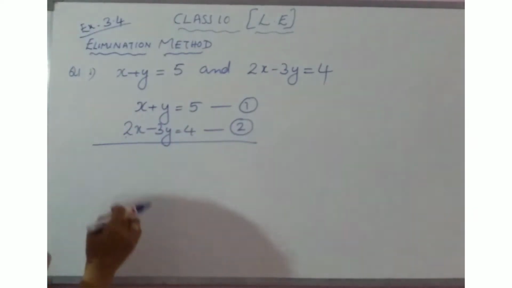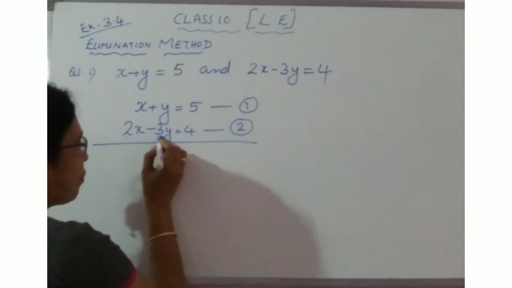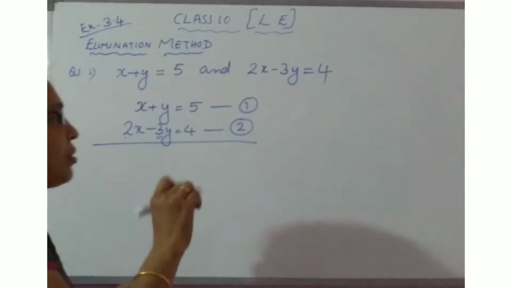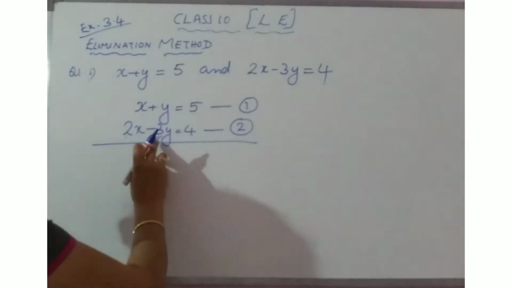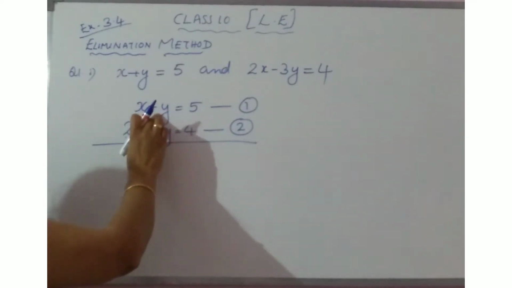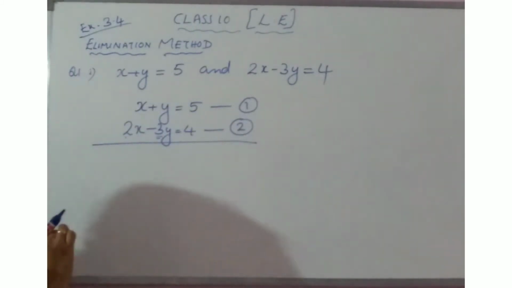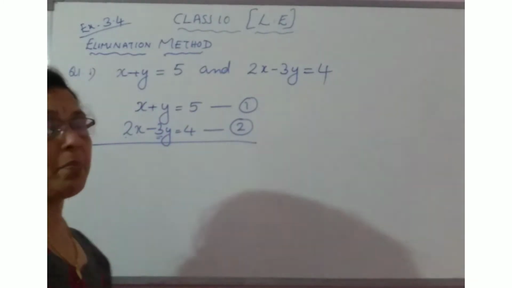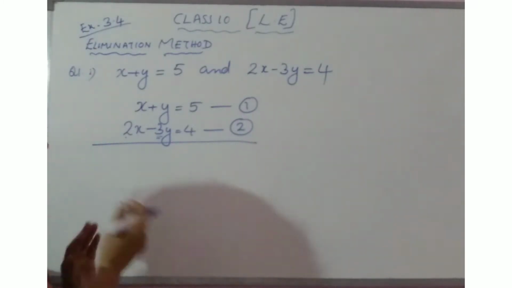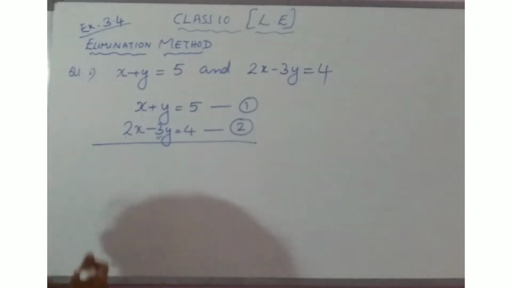If you want to eliminate the y variable, you look at the coefficient of y here, which is minus 3. Ignore the sign and take the numerical coefficient, that is 3. To make the coefficient of y equal to 3, you would have to multiply the full equation by 3. So in some cases, you have to multiply both equations by some numbers. Go through the given pair of linear equations, whatever they are, and find out which number you have to multiply in which equation.